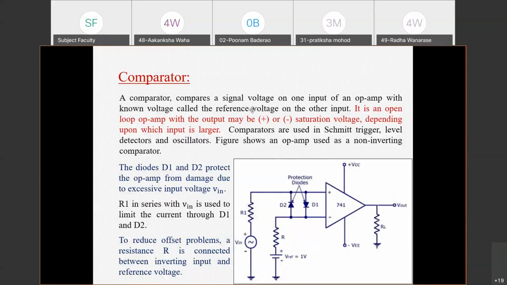Is my screen visible now? It is showing comparator as a title. Yes, sir, visible.